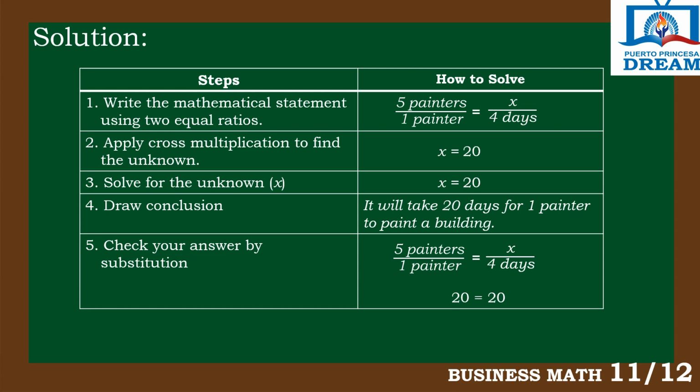Step 2, apply cross multiplication to find the unknown. So that's X is equal to 20. Step 3, solve for the unknown represented by X. X equals 20. Step 4, draw conclusion. It will take 20 days for one painter to paint a building. And step 5, check your answer by substitution. So that's 5 painters over 1 painter is equal to X over 4 days. Since our X is equal to 20, cross multiplying 5 and 4, that's 20, is equal to 20.